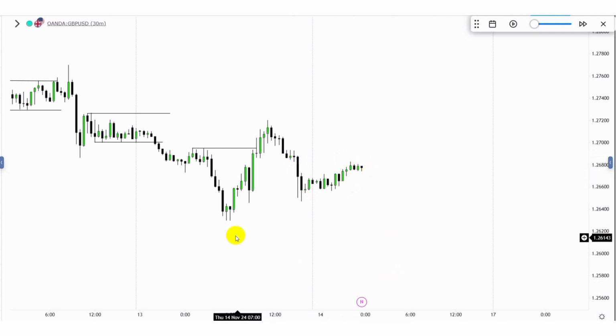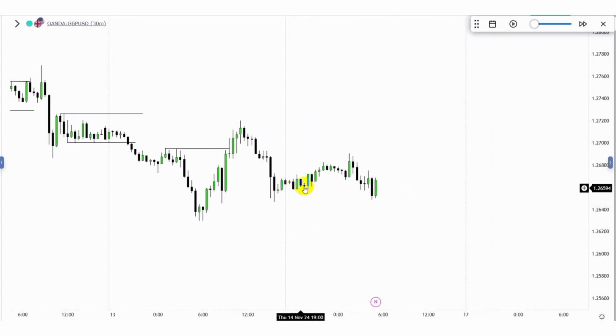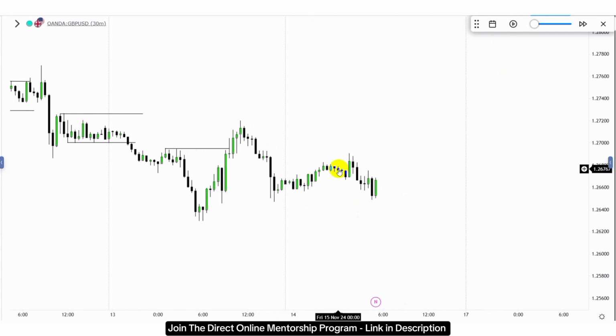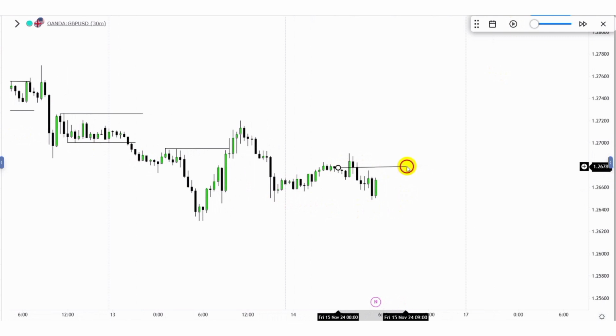Price failed to take out this low point. So we want to see price create another inducement here before we can have the bearish continuation to the downside. We can see how price is just consolidating here. And what we can see is this is the midnight candle, and this is the open price of the midnight candle. I told us that we could see price take out the open of the midnight candle in the London session, and then we have the bearish continuation.